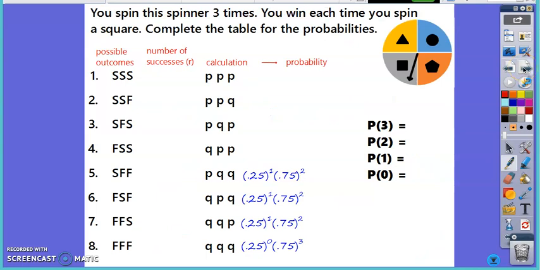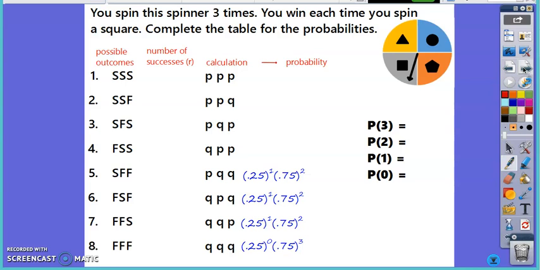Here's another example of a spinner. You spin this spinner 3 times. You win each time you spin a square. Complete the table for the probabilities. So spinners are always independent. Either you spin a square or you don't. That's what makes it binomial. There's 2 outcomes, either square or not square.